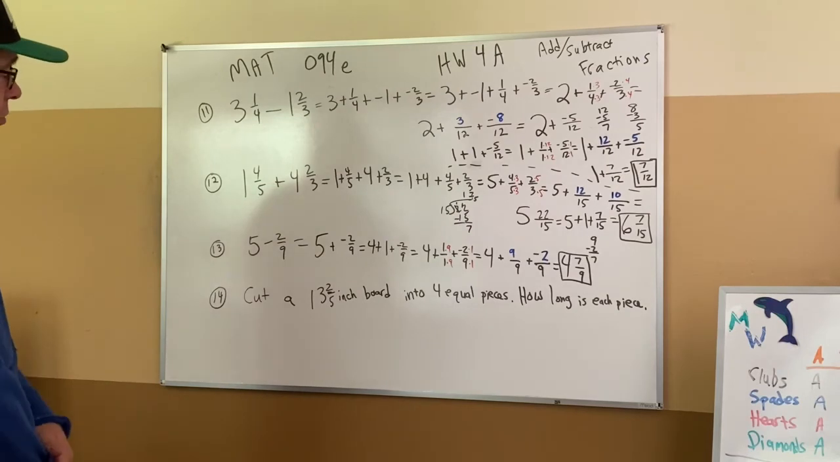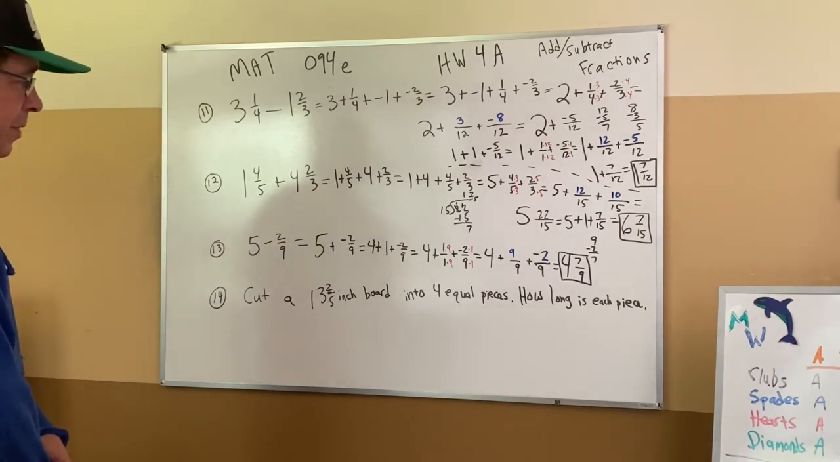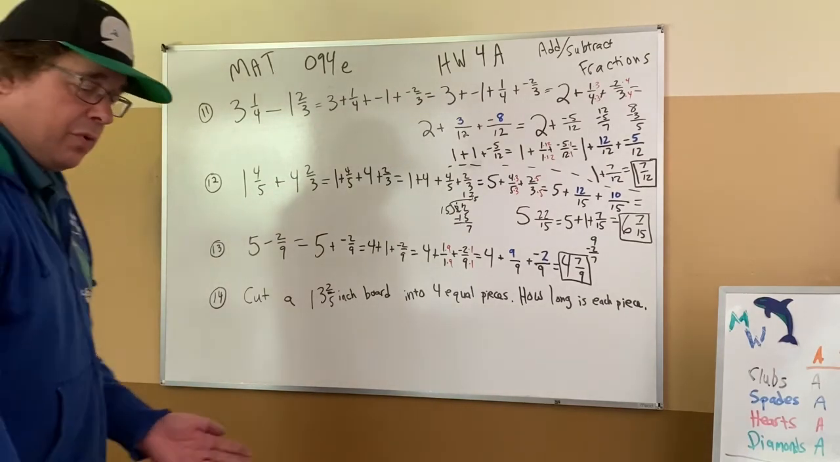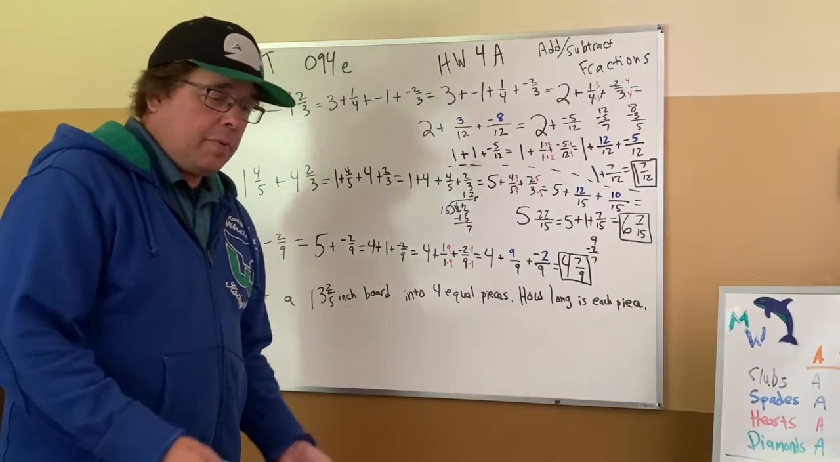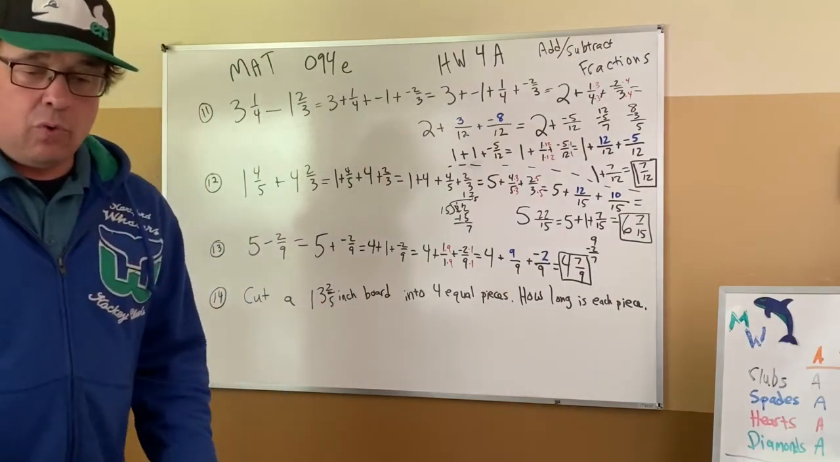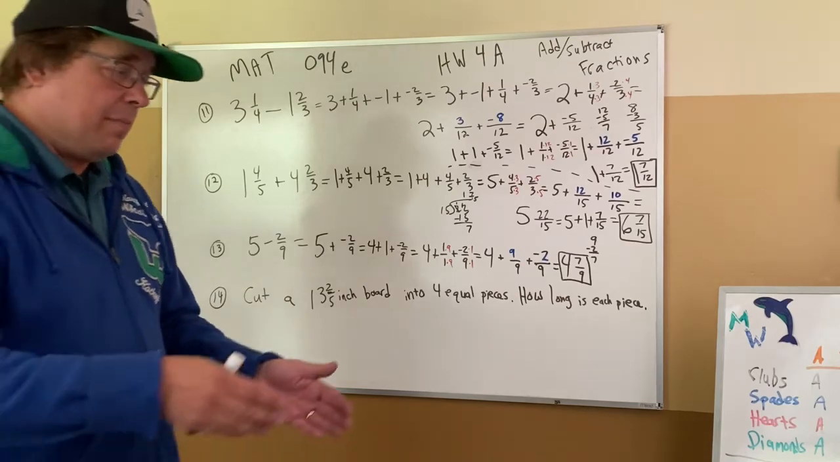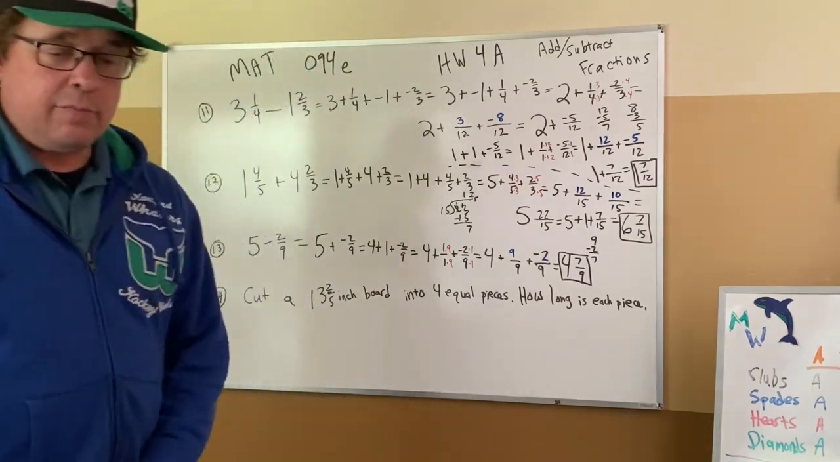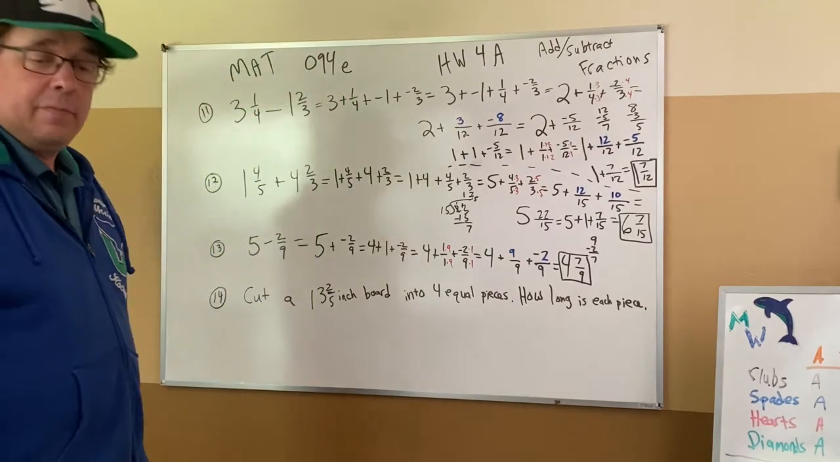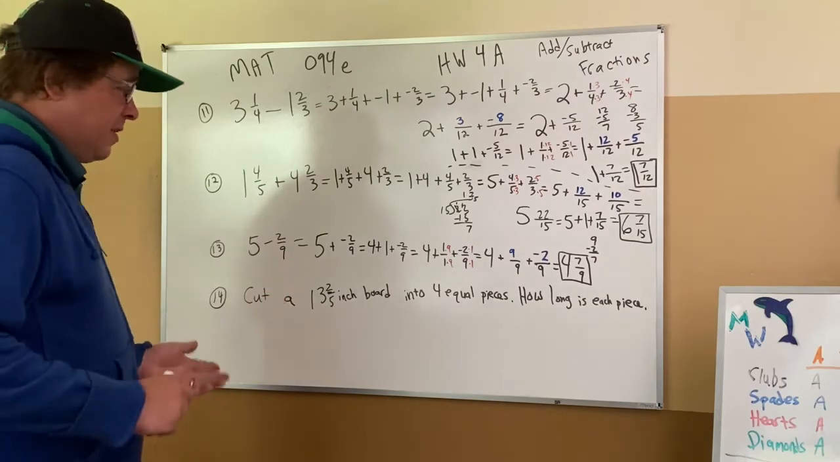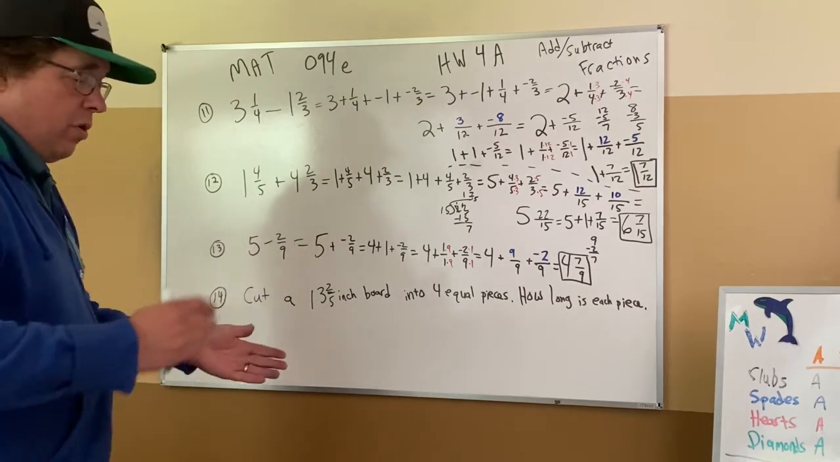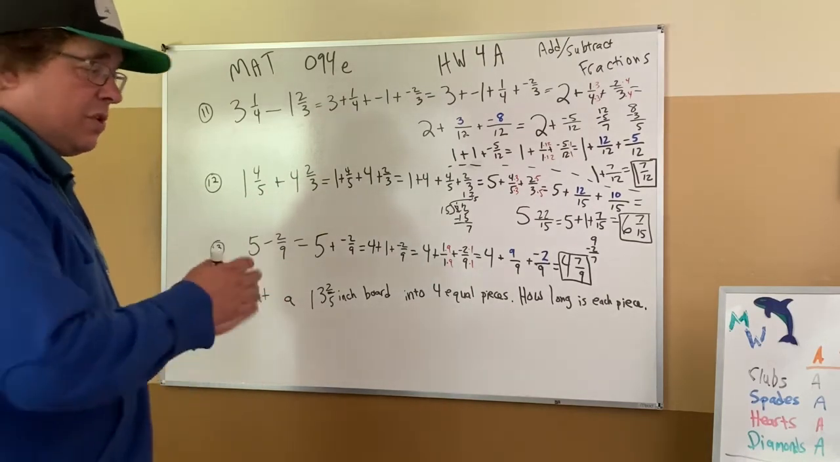Cut a 13 and 2/5 inch board into 4 equal pieces. So how do we cut a board up? When we are cutting up a board, are we adding up the board? Are we dividing the board up? Are we multiplying the board up? Are we subtracting the board up? We're dividing the board up, right? The only one of those that makes any sense is we're taking the board, making it into equal smaller pieces, is we're dividing the board up.